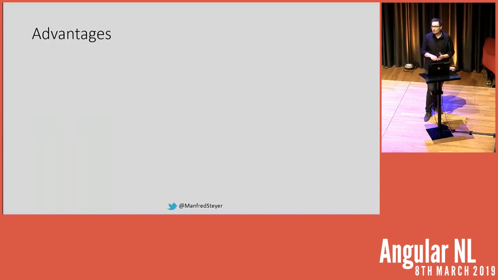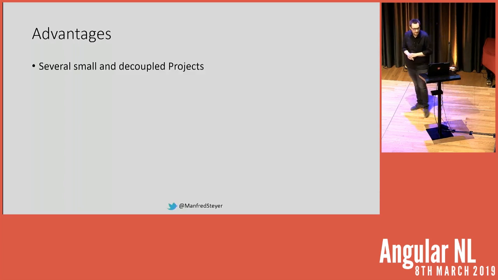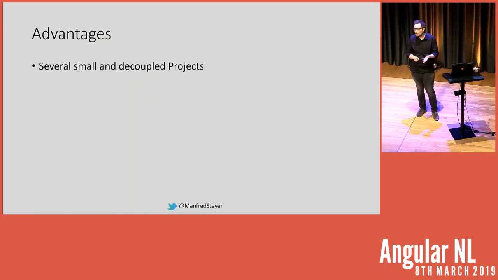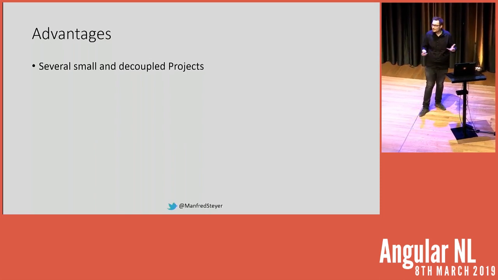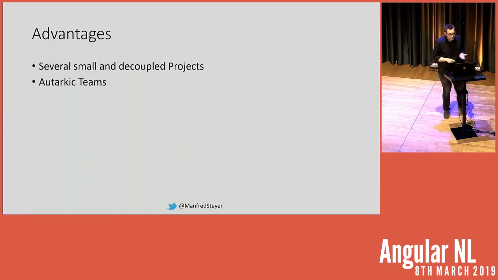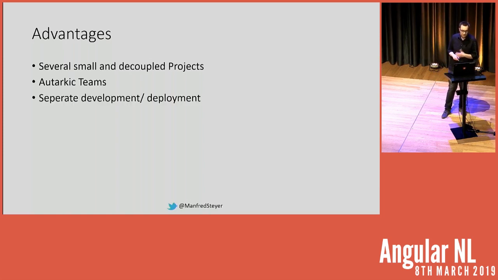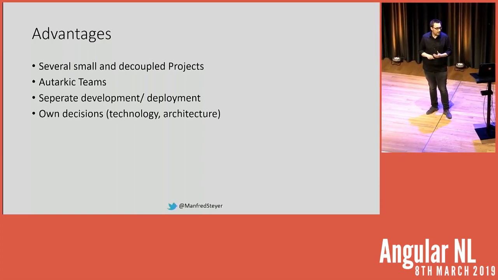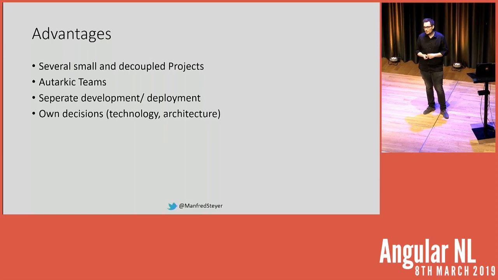Let's have a look at the advantages of this architectural style. One advantage is you are ending up with several small and decoupled projects that don't depend on each other. They can also be used in standalone mode. And you can establish autarkic teams. Autarkic teams that can do their own development, that can do their own deployment when they think that they are ready. They also can make their own decisions, technology-wise or architectural-wise.